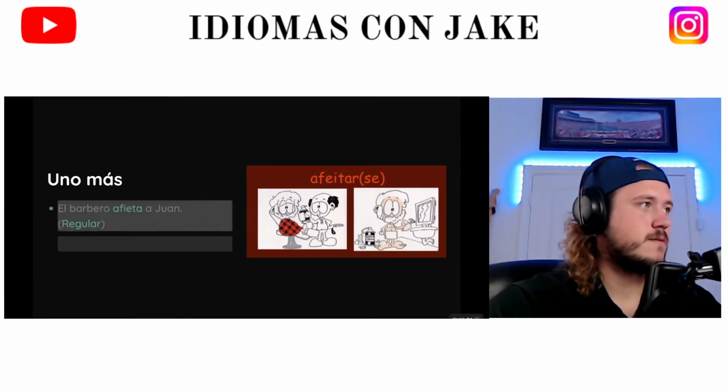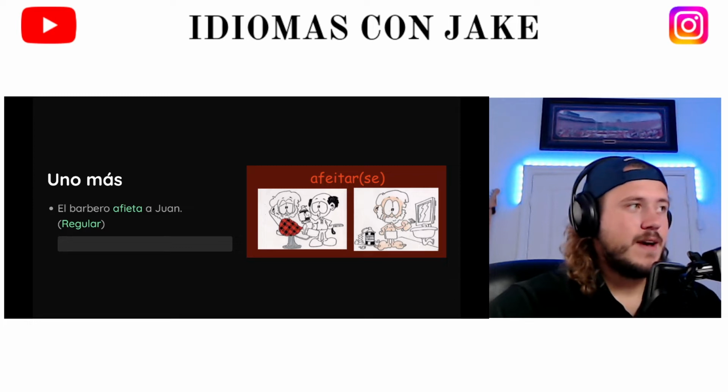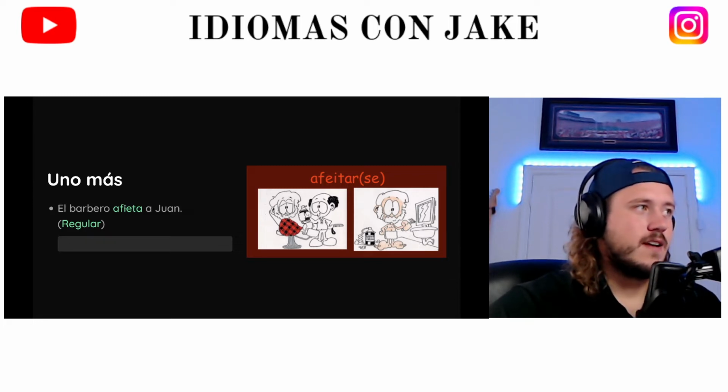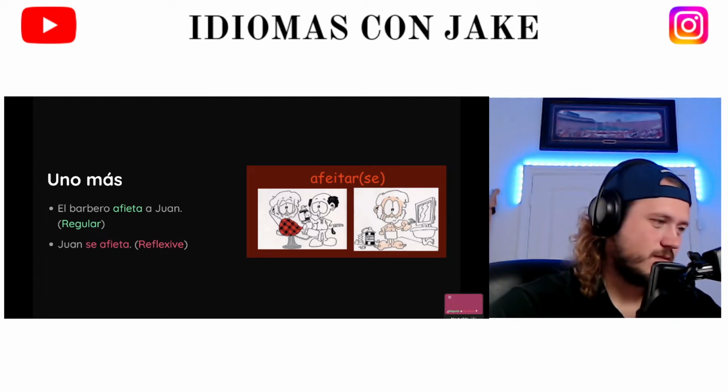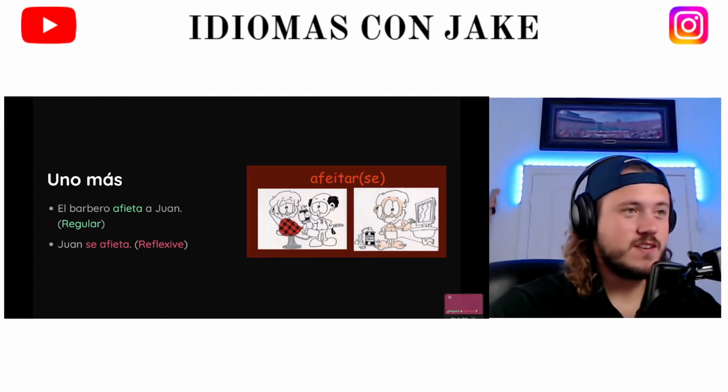Y un ejemplo más. El barbero afeita a Juan. Okay, barber shaves Juan. Barber's the one doing the shaving, Juan's the one receiving it. And my second one, Juan se afeita. Se afeita. Juan is the one doing the shaving. Juan is the one receiving the shaving.